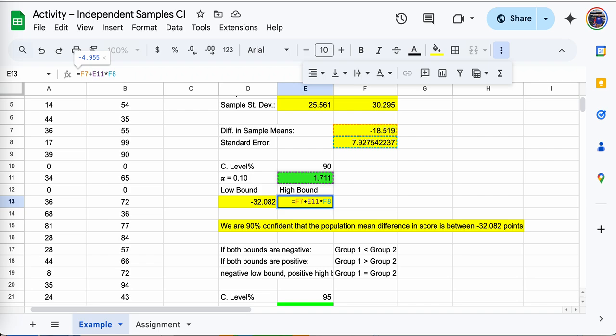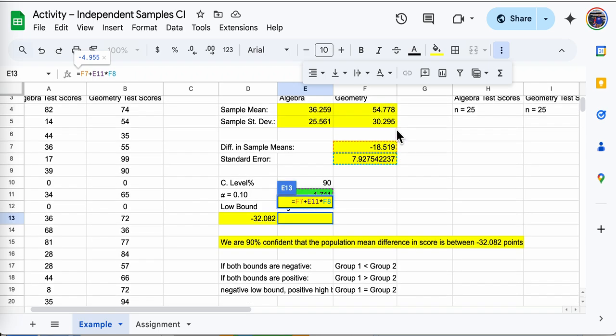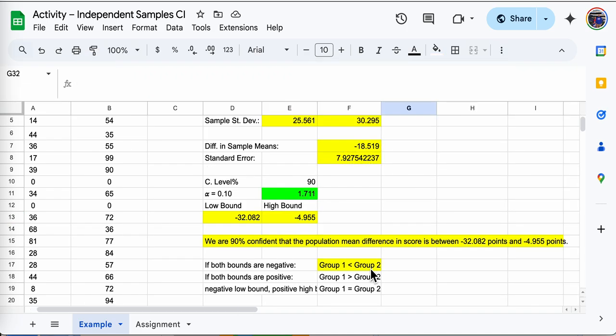Right, so that distinguishes this from matched pairs, is that these are two independent samples. So the way we got our standard error, the way we got, well, the difference in sample means would be consistent, but the way we get the standard error differs. All right, and that's the main distinction. All right, so we have our entire conclusion statement here. I highlighted group 1 is less than group 2 because both the bounds are negative.